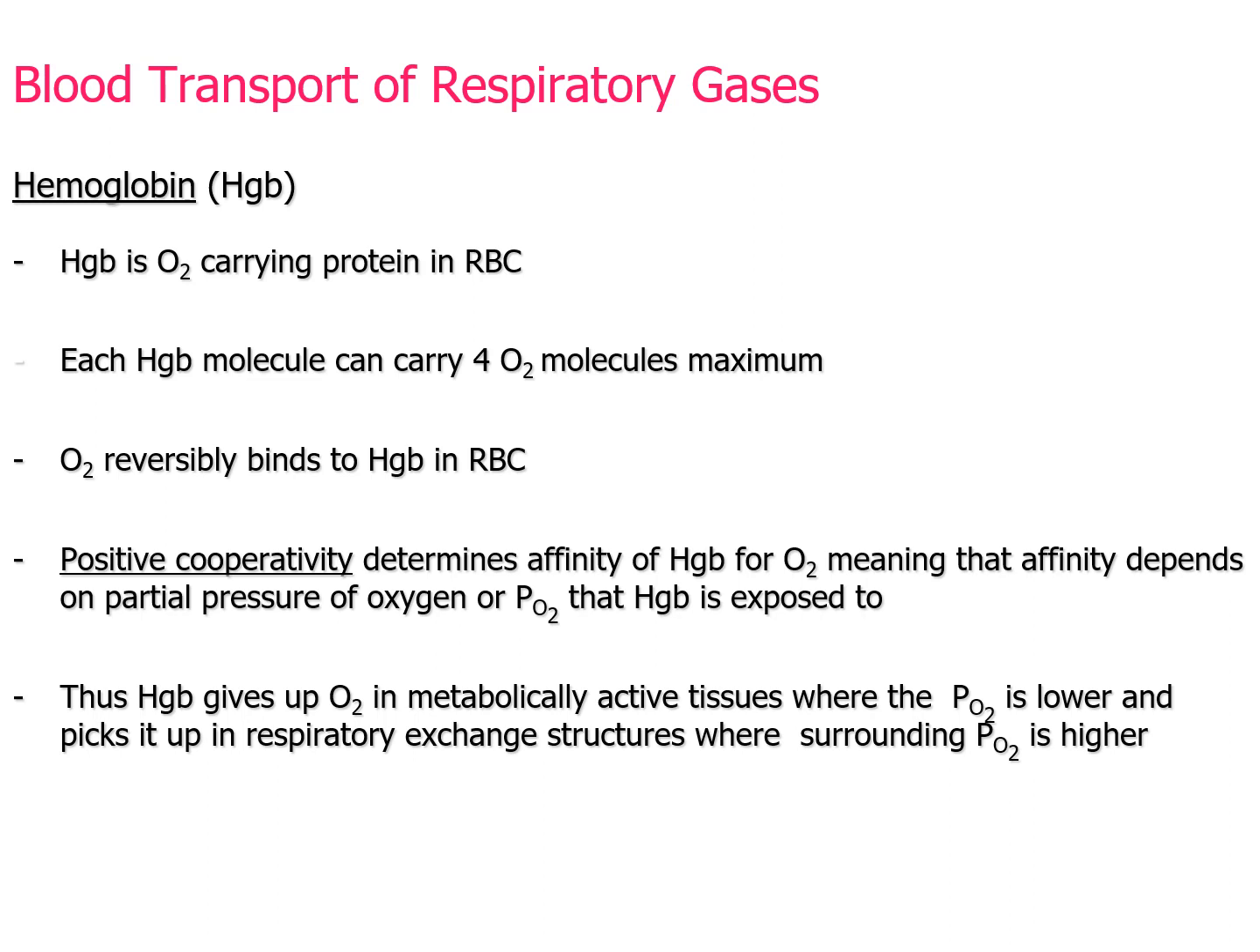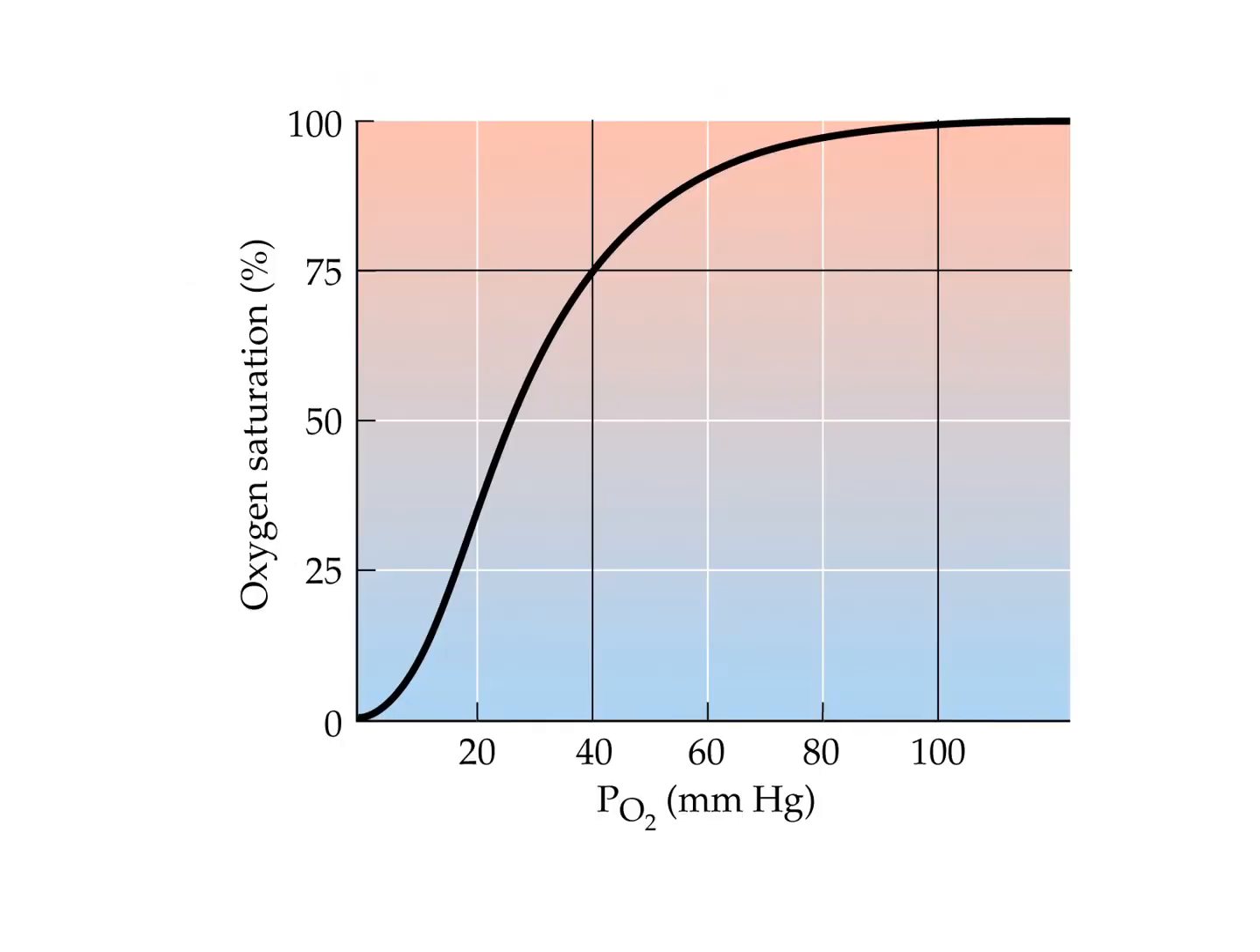So in a lower partial pressure of oxygen environment, the oxygen gets released from the hemoglobin, and that's what happens in the tissue. So in metabolically active tissues where there's a lower PO2, hemoglobin will give up oxygen, and in the lungs where there's a higher surrounding PO2, it takes it up. And that's the situation here.